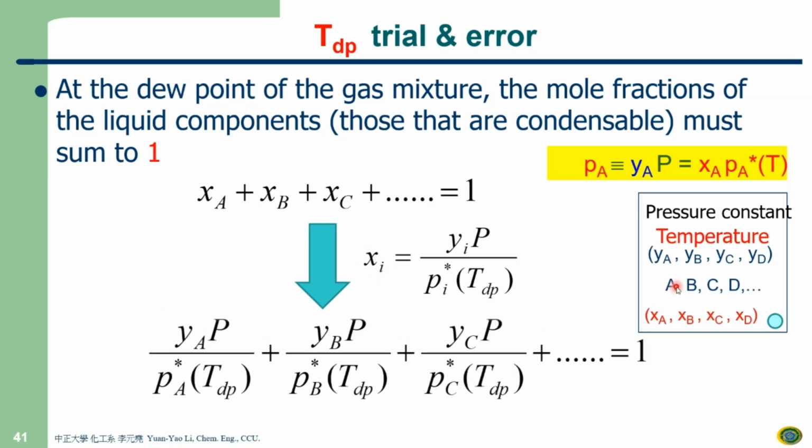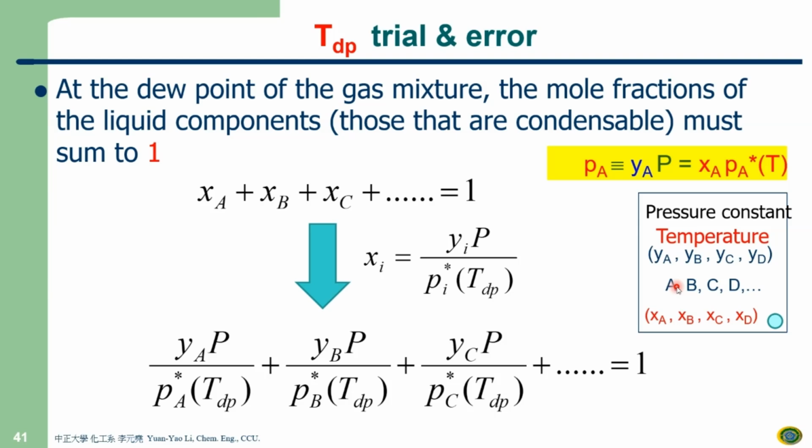And then you use Raoult's law to replace Xi, so you'll get something like this. This is known, right? P is the initial condition, the pressure is a constant. Yi is the initial condition. You know Yi. What you don't know is this one, T_dp.